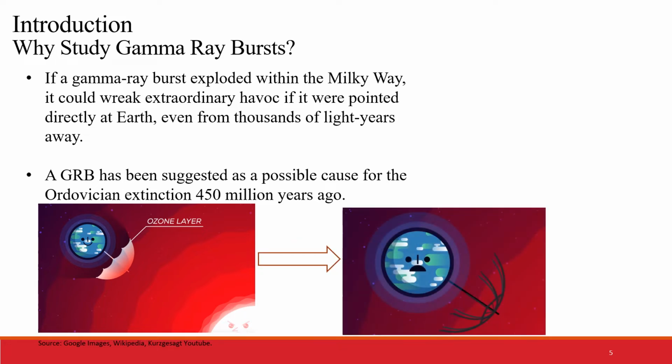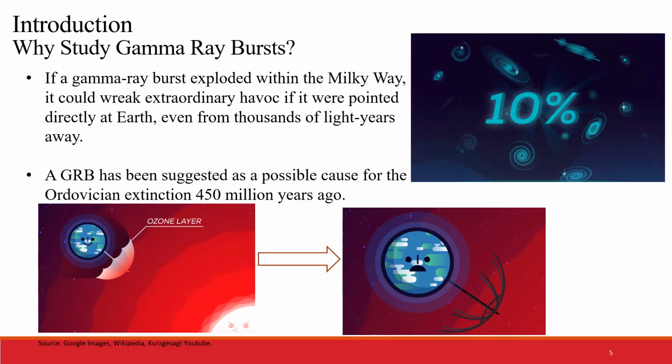Gamma ray bursts have enough energy to strip away Earth's ozone layer and, in some cases, the atmosphere, making it very difficult for life to exist. Due to this reason, only 10% of the overall galaxies in the universe have been postulated to be suitable for life.